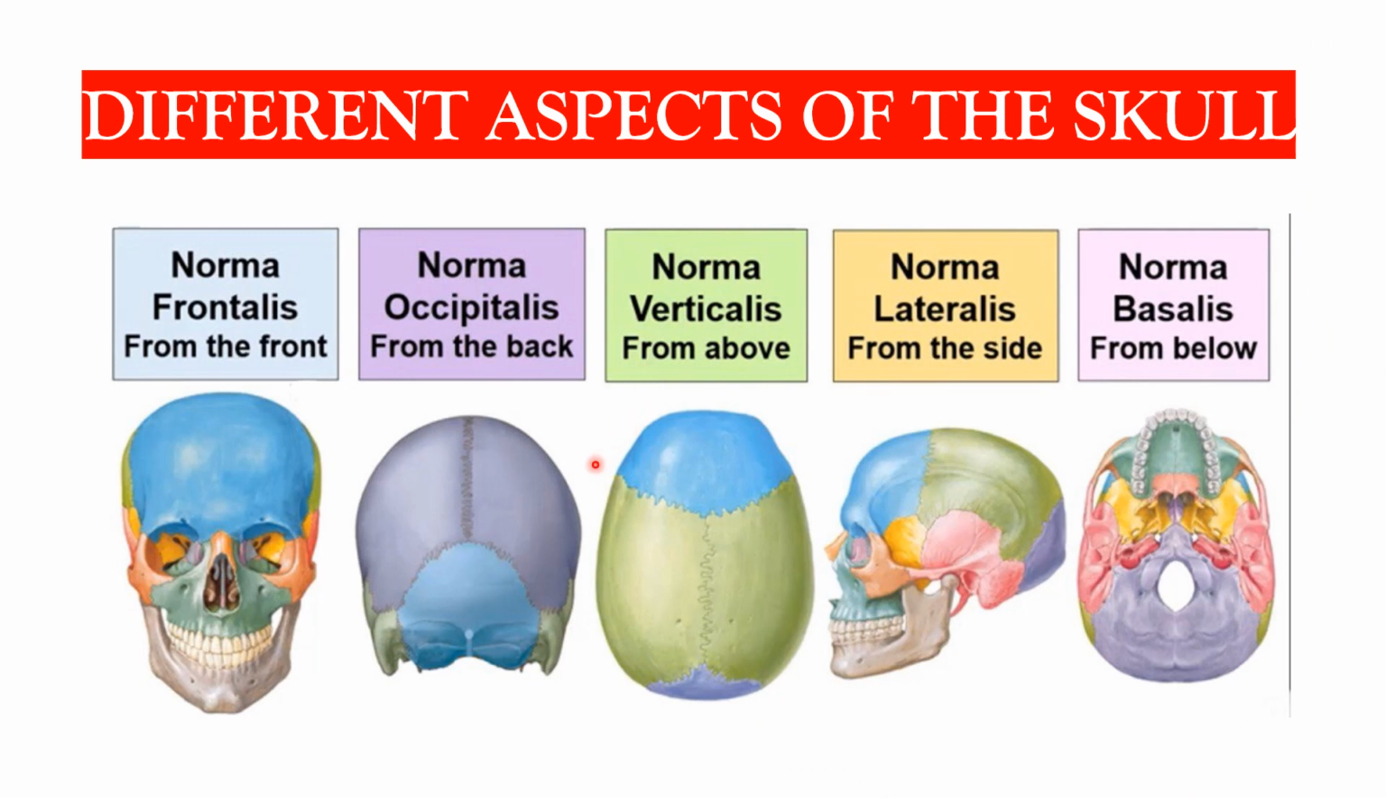So in the previous video, we looked at the different aspects of the skull. We looked at the different angles of the skull. We looked at the norma frontalis, the anterior aspect of the skull. Then we looked at the norma occipitalis, viewing the skull from the back. Then we also looked at the norma verticalis, viewing the skull from above.